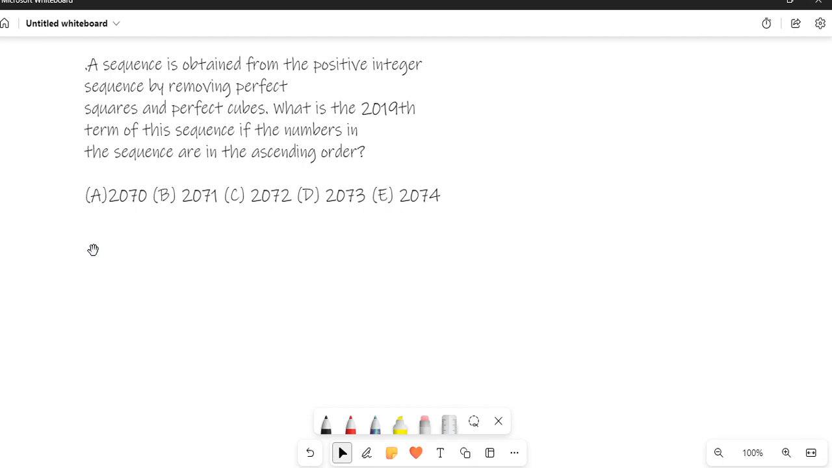Hello everyone, in this video I will solve this problem from advanced mathematics. The problem says a sequence is obtained from the positive integer sequence by removing perfect squares and perfect cubes. What is the 2019th term of this sequence if the numbers in the sequence are in ascending order? And the options are 2070, 2071, 2072, 2073 or 2074.